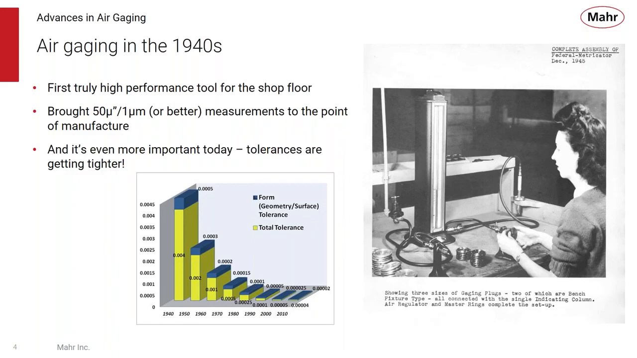And it's really even more important today. Tolerances are getting tighter, and we can also use air gauging to look at some of those form factors out there. So here's a little chart that shows since the 40s how much tolerances have tightened up. And air gauging is still a great way of measuring those tight tolerances today.